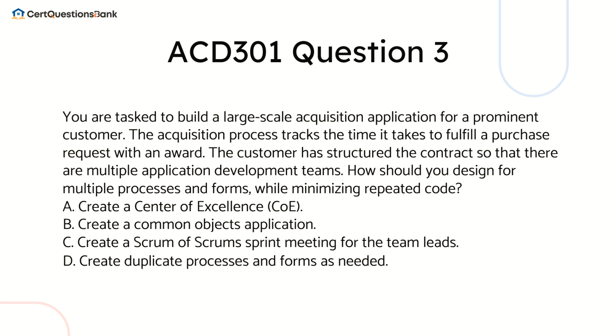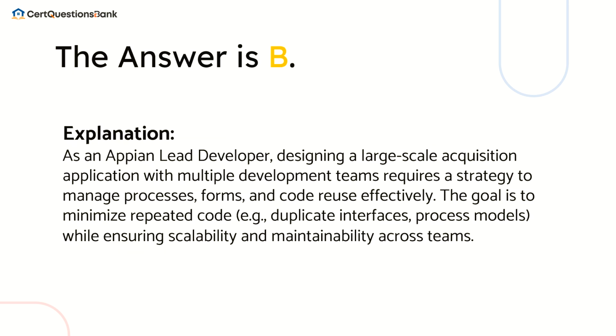A. Create a center of excellence, COE. B. Create a common objects application. C. Create a Scrum of Scrums sprint meeting for the team leads. D. Create duplicate processes and forms as needed. The answer is B.